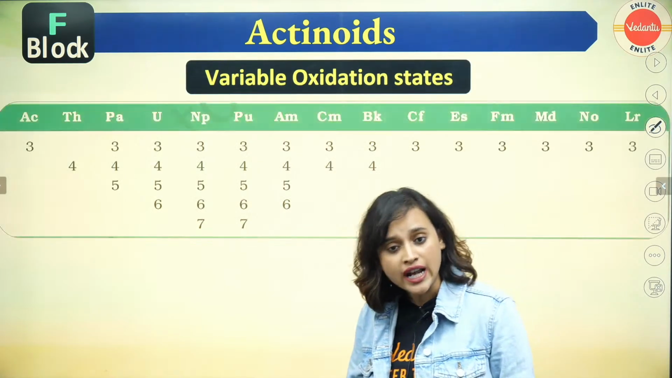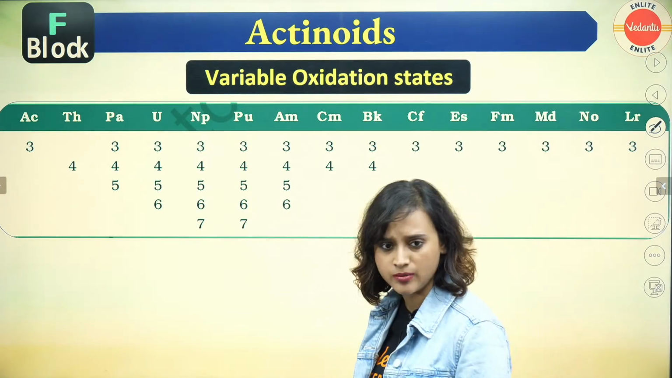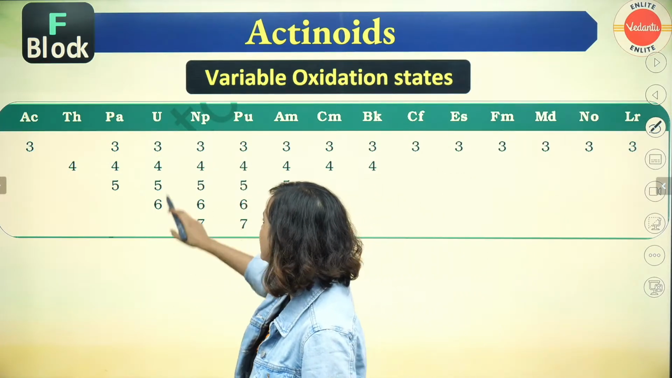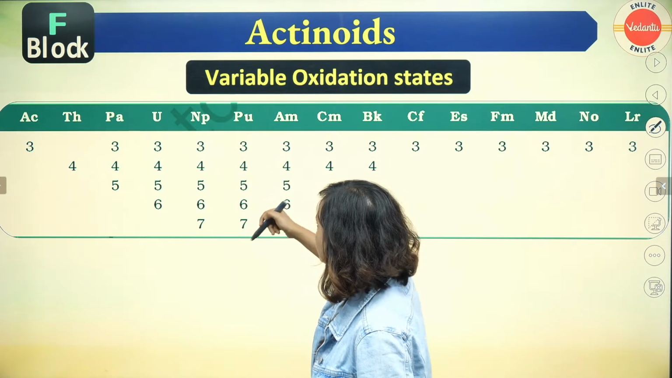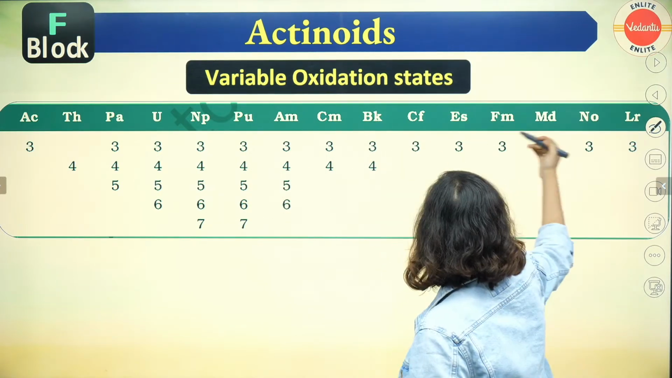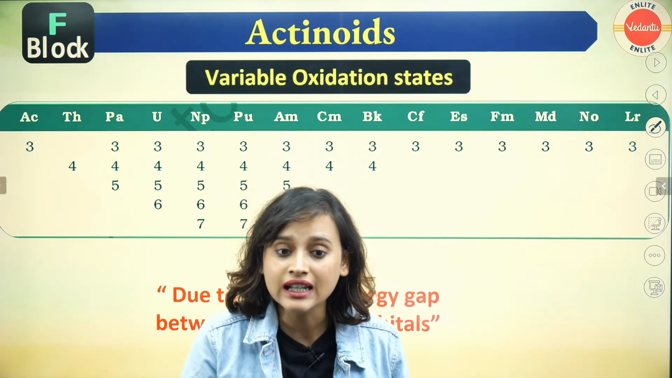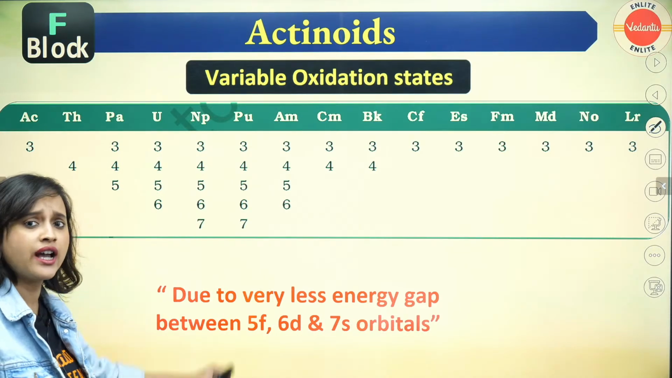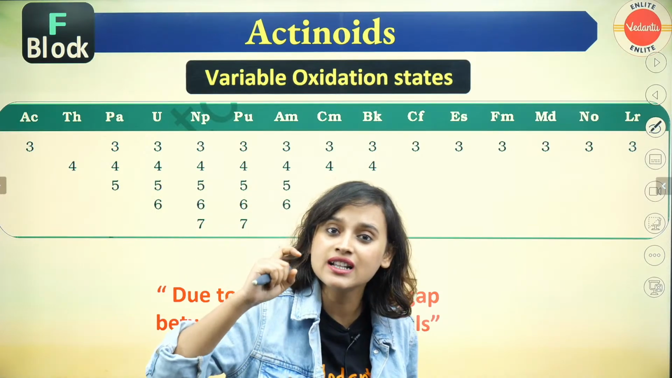Got it? Now in actinoids also, of course, you get to see variable oxidation states, right? And the same way, like in the d block we have read, in the middle you will see that the oxidation states are more. Like here you have 3, 4, 5, 6, 7 for Np and Pu. But the rest of them had 3, 4, 5, 6, then 3, 4, then 3, 4. Here also you get to see that the most common oxidation state is 3. Why do they have variable oxidation states? Because again, very less energy gap, my dear student, very less energy gap.